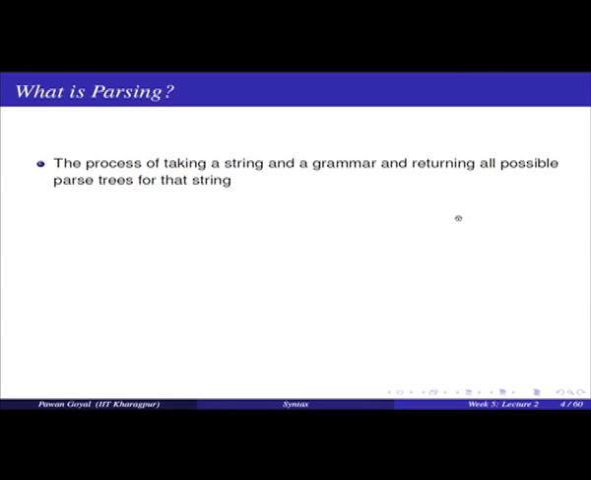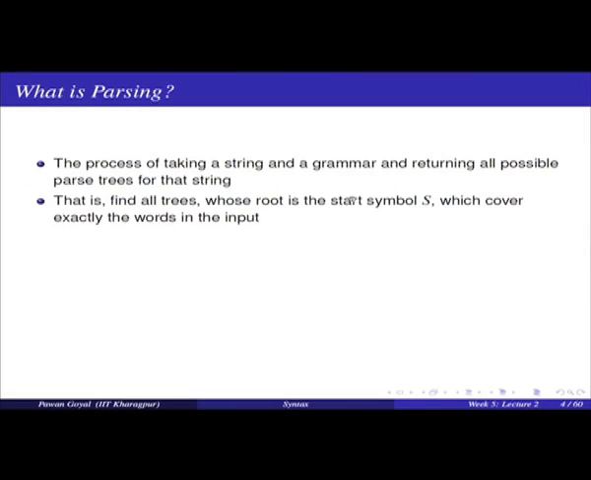That can immediately tell me what the problem of parsing is. I am given the grammar and I am given a sentence in my language. Given the sentence and my grammar, I want to find out its actual parse tree. There may not be a unique parse tree; there can be multiple parse trees. So the process of parsing is to find all the possible parse trees for a given sentence as per my grammar. That is, find all trees whose root is the start symbol S, because I have to start with the start variable in my context-free grammar, and which cover exactly the words in the input.